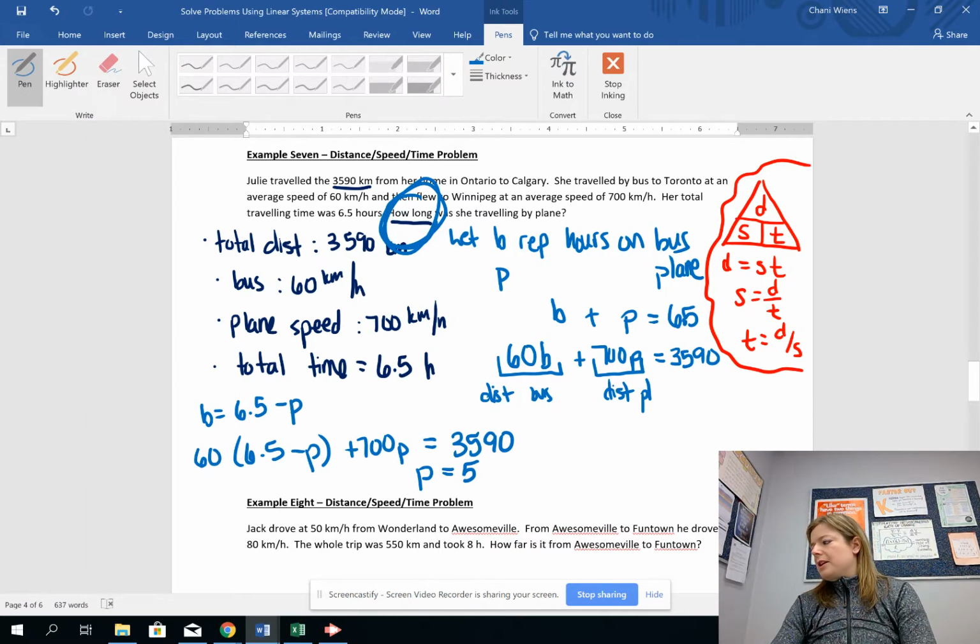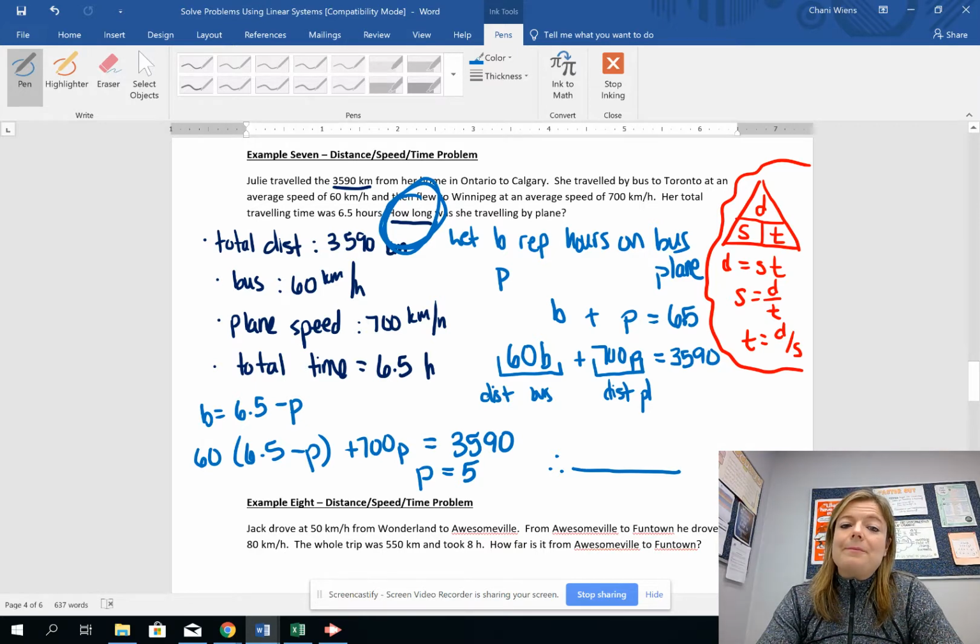So notice that the question actually only asks how long she was on the plane. I don't actually have to find out how long she was on the bus. Clearly we can see that she was on the bus for an hour and a half, but now we can answer the question with a sentence. Therefore, Julie was on the plane for 5 hours.